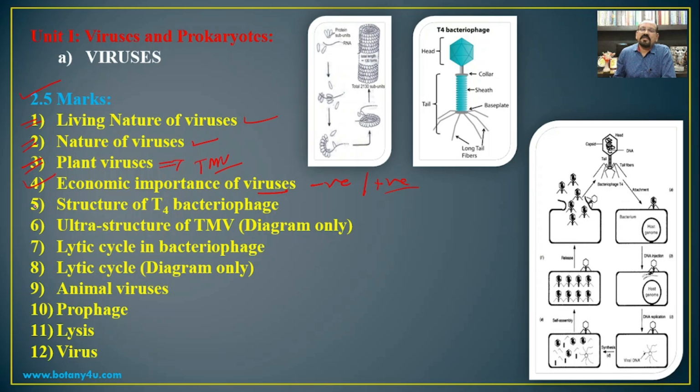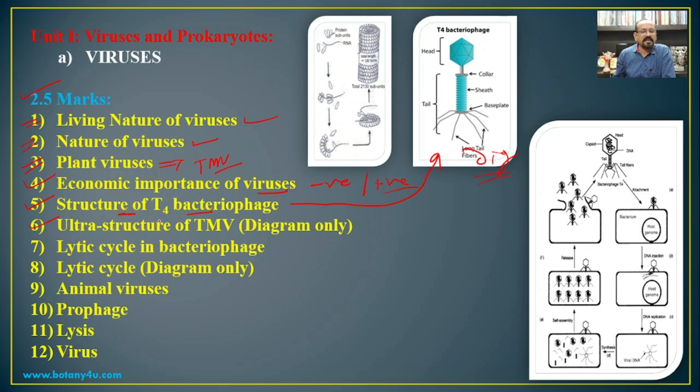But when we look at some other viruses, they are responsible for different diseases of plants, animals and also human beings. Such type of economic importance we have to provide in this question. Then question number 5, the structure of T4 bacteriophage, that we have seen in the last question also. The same question can be asked for 2.5 marks or 5 marks. Even only this diagram is also asked for 2.5 marks.